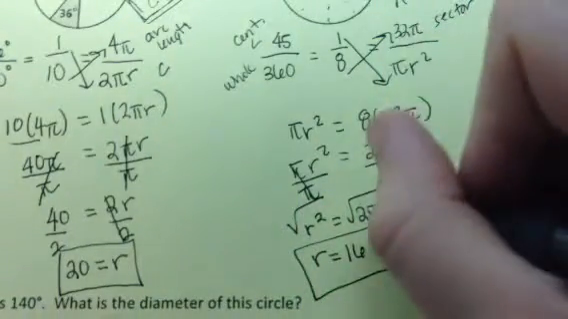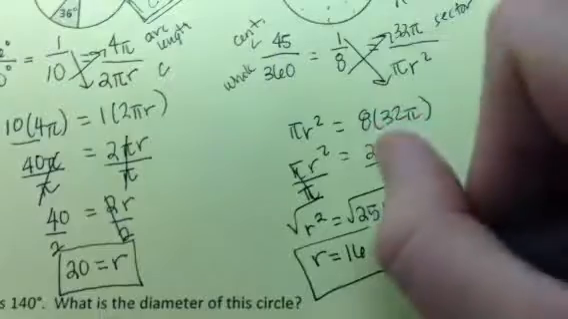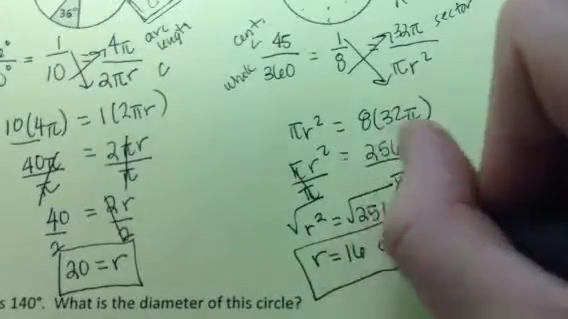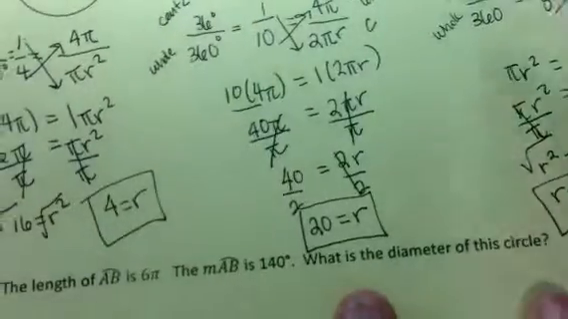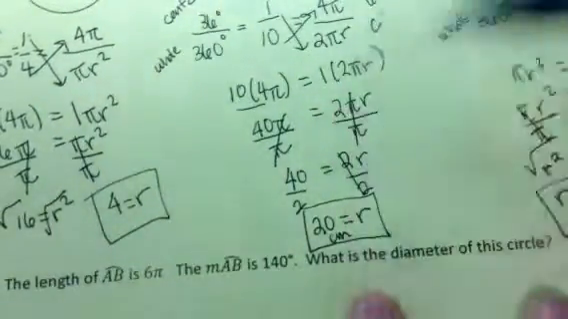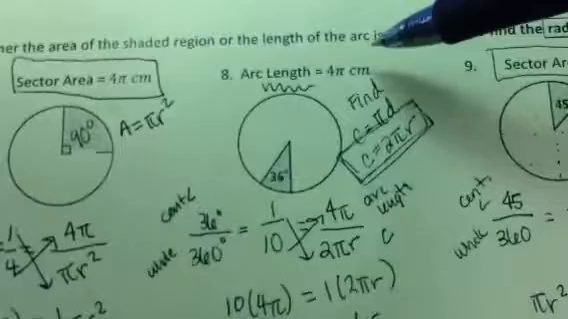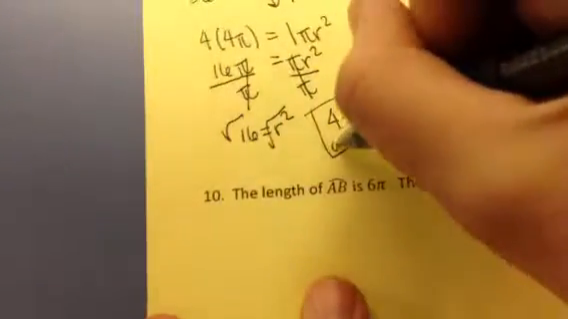And I'm realizing I didn't put units in any of these. So this should be 16 centimeters because a radius is a linear measure. This should be 20 centimeters because we were given an arc length of 4 pi centimeters. And this should be 4 centimeters.